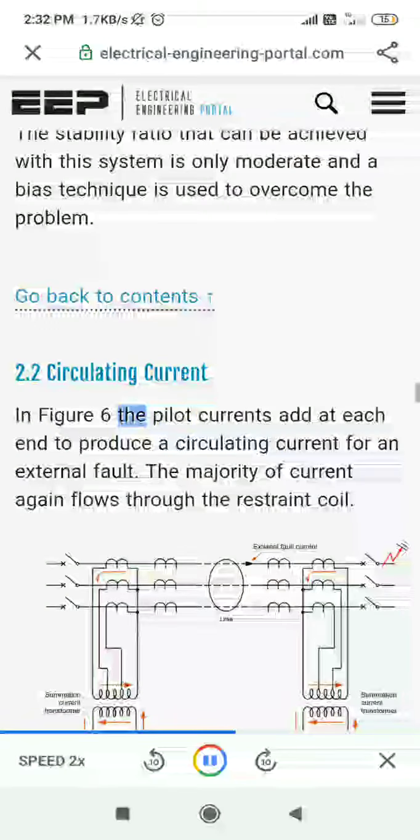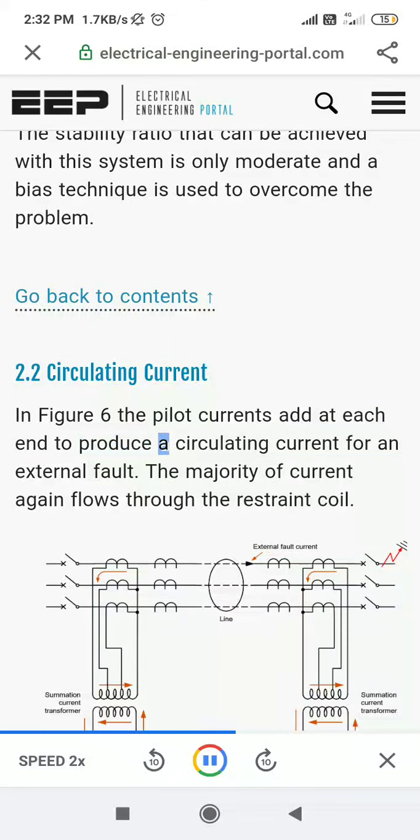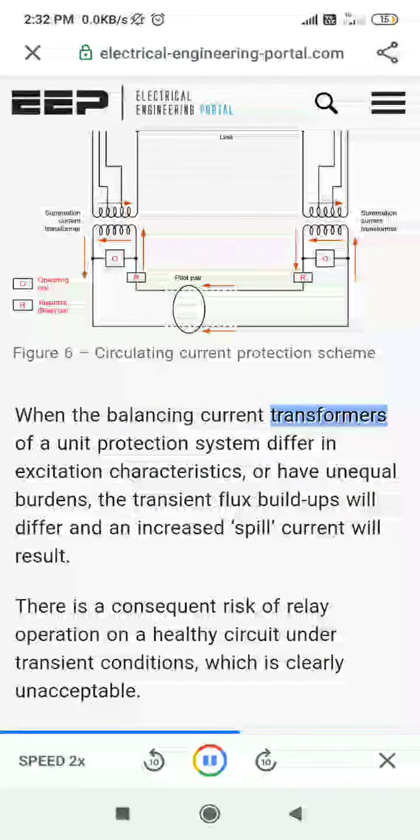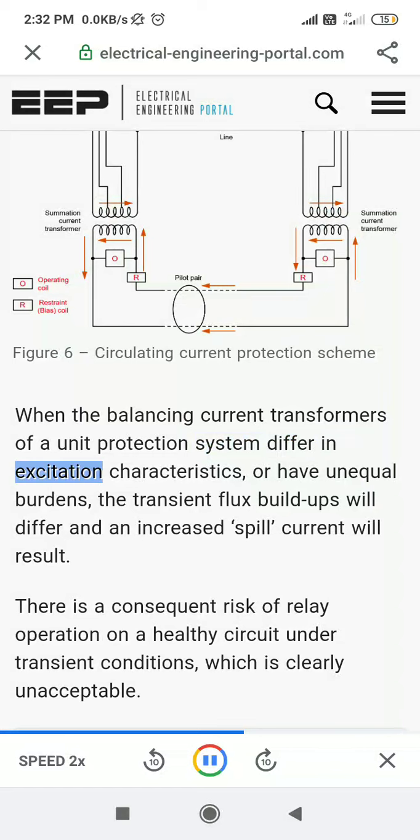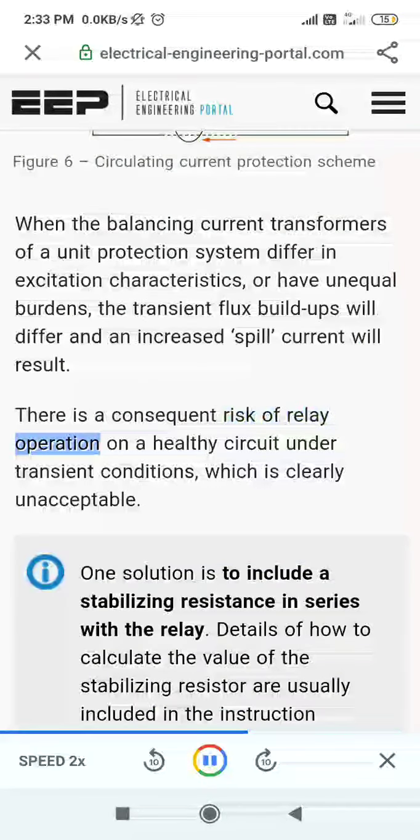2.2 Circulating current. In figure 6, the pilot currents add at each end to produce a circulating current for an external fault. The majority of current again flows through the restraint coil. When the balancing current transformers of a unit protection system differ in excitation characteristics, or have unequal burdens, the transient flux build-ups will differ and an increased spill current will result.